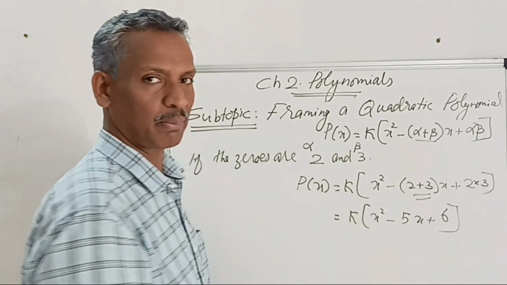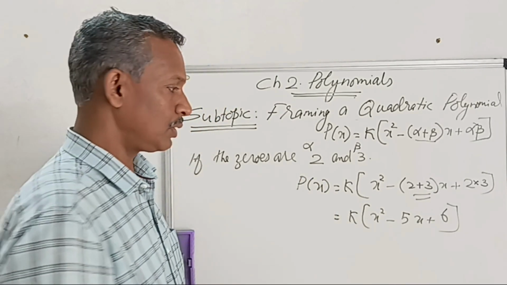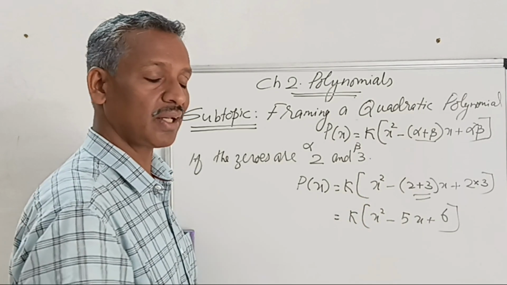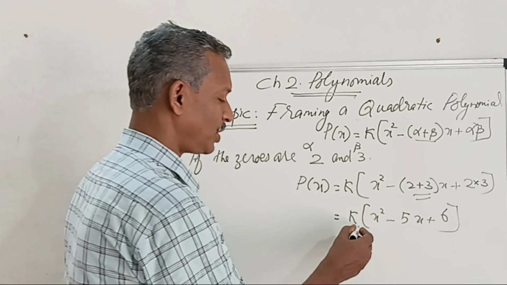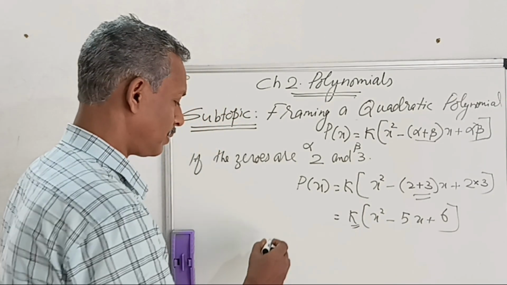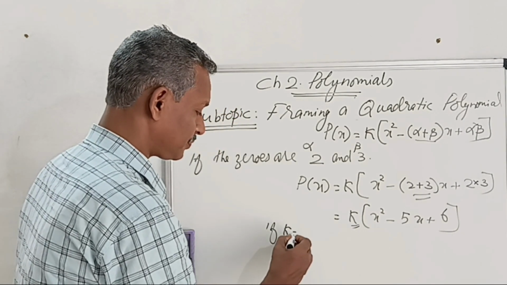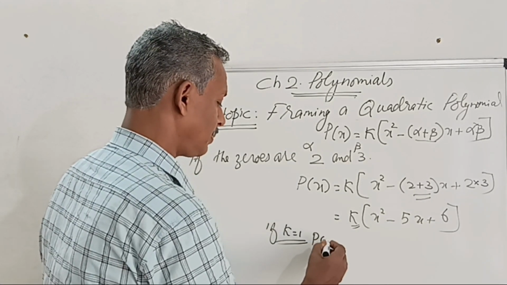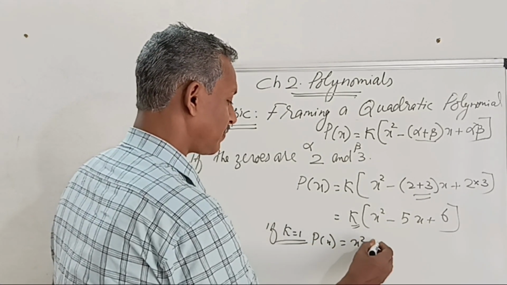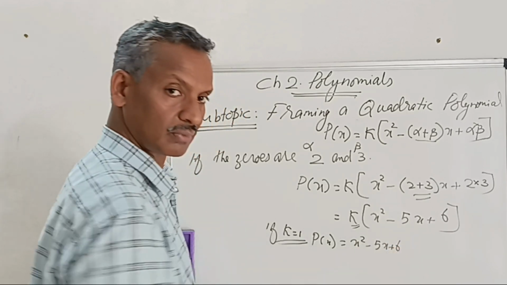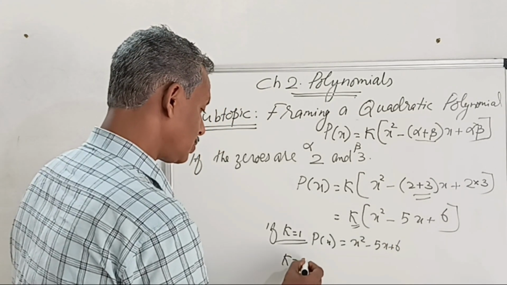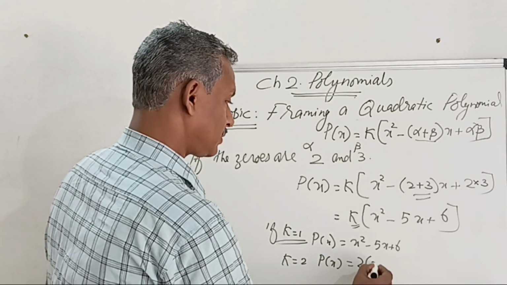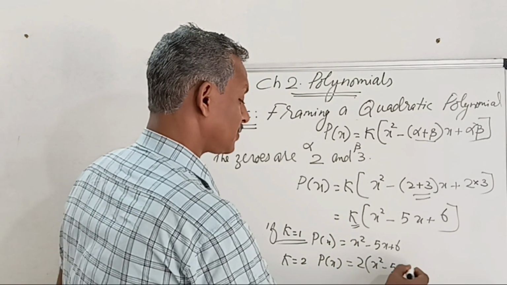It can be multiplied by k. K is any real number. So one question can be asked, how many such polynomials can you make? You can make infinite number of polynomials by changing the value of k. For example, if k is 1, there is no change. The polynomial will be x square minus 5x plus 6. If k is 2, what about the polynomial? It will be 2 into x square minus 5x plus 6.